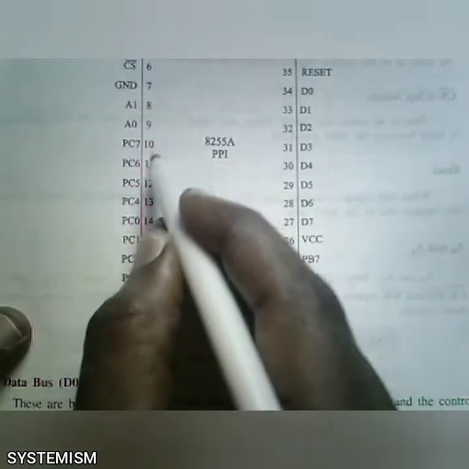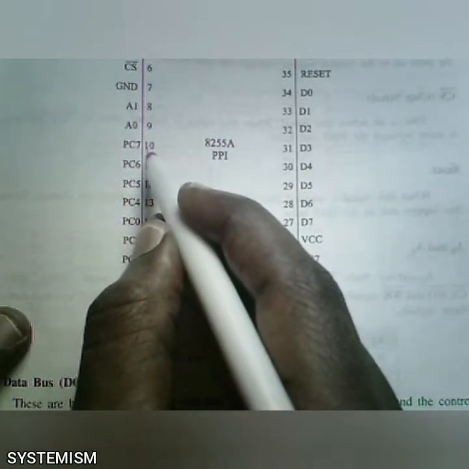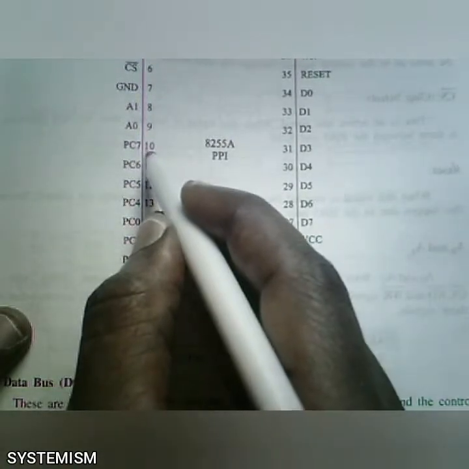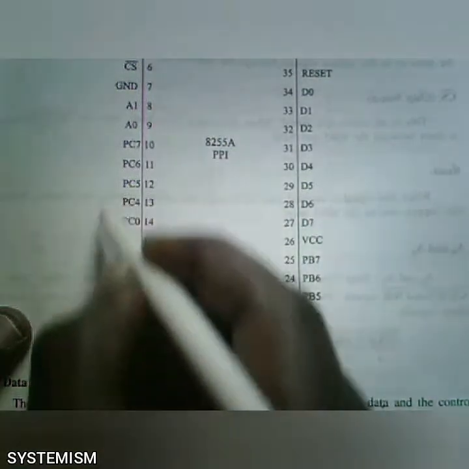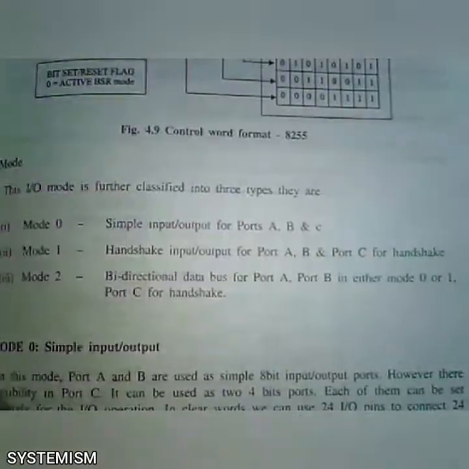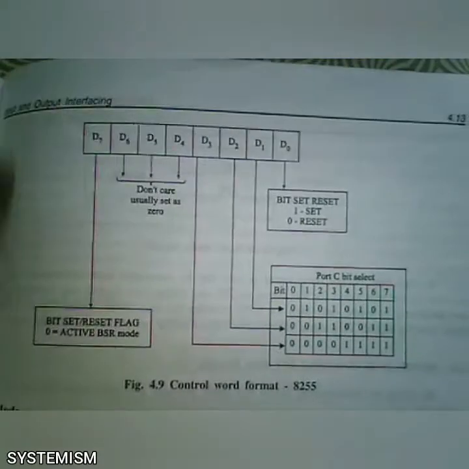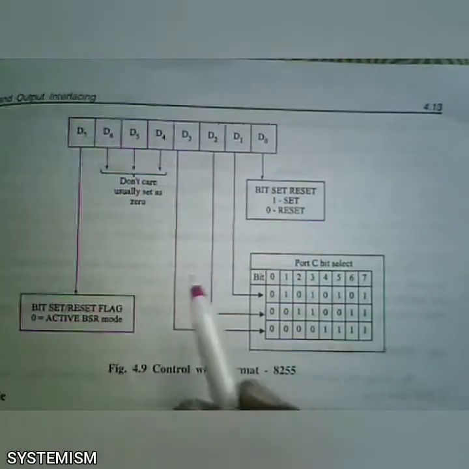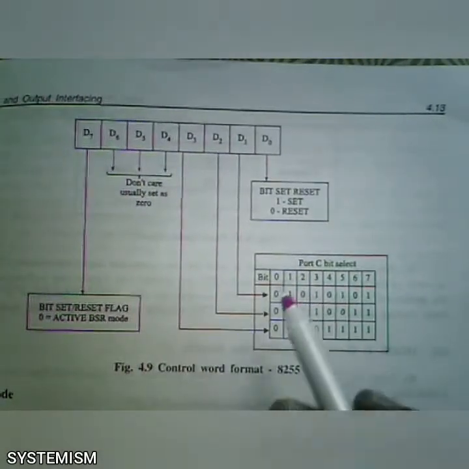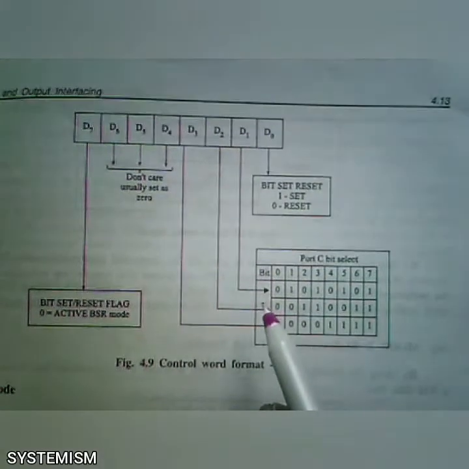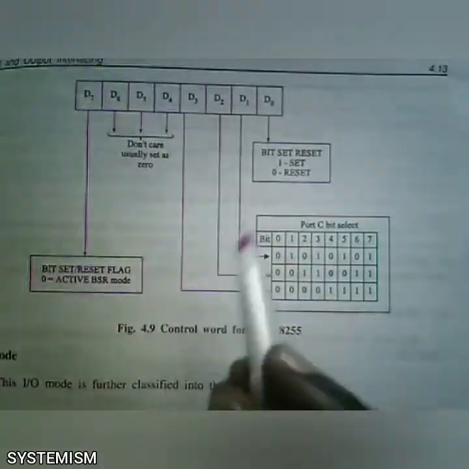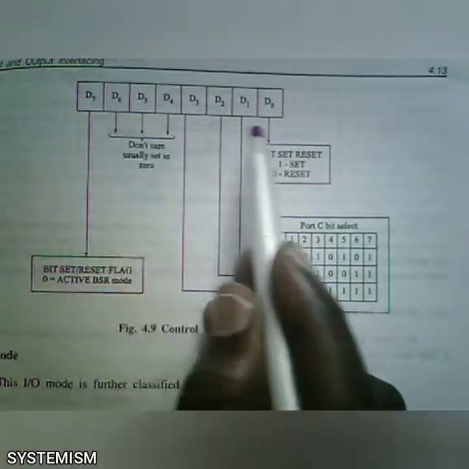You can make this port as a set. That set means you can make these ports 1 or 0. Okay, so this is what your BSR mode is. So in BSR mode, how to set and reset the different bits of your port? So see here, you can easily understand from this register.